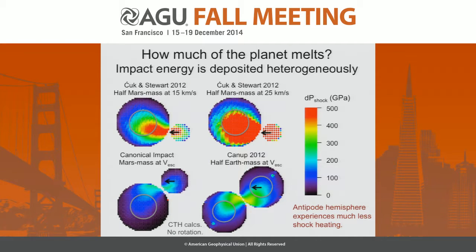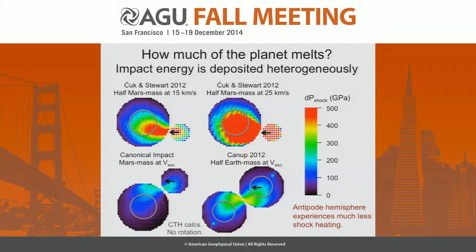Okay, so the second part of the story is how much melts, because we'd like to know the depth of the magma ocean for reequilibration with the atmosphere as part of the story of volatile transport during growing the planet. Here are the histograms of shock pressures that you've already seen before. These specific examples are from potential moon-forming impacts, but what I want you to note is that the pressure field is significantly less in the antipode hemisphere compared to the impacted hemisphere.